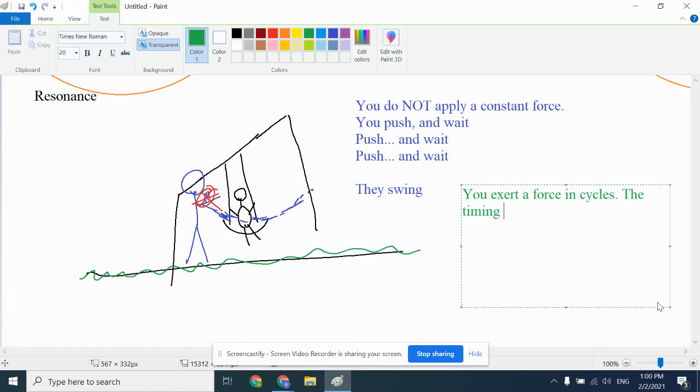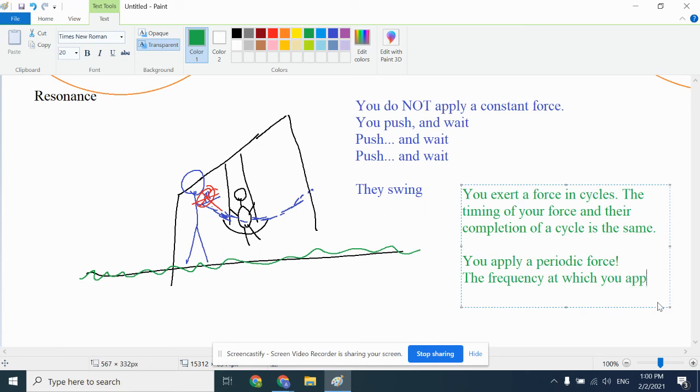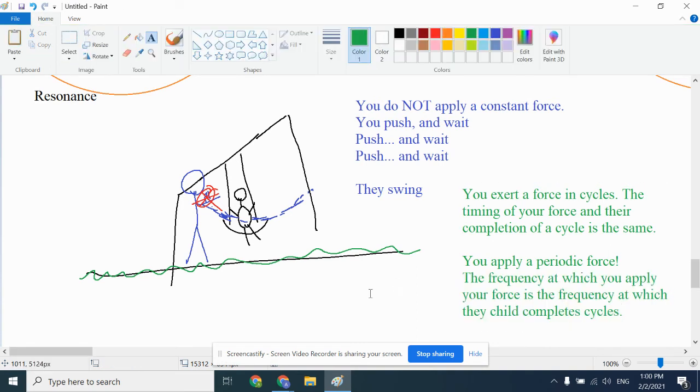The timing of your force and their completion of a cycle is the same. You apply a periodic force. The frequency at which you apply your force is the frequency at which the child completes cycles. So you've matched their frequency. This effect is known as resonance.